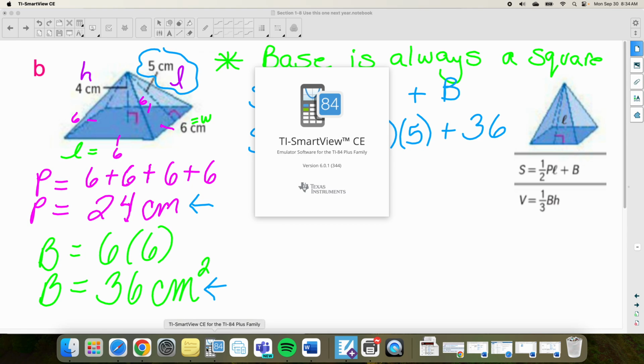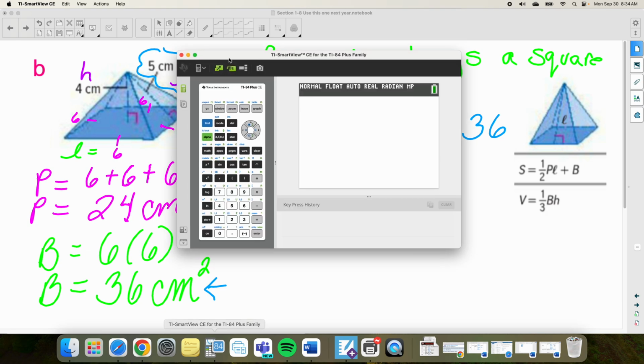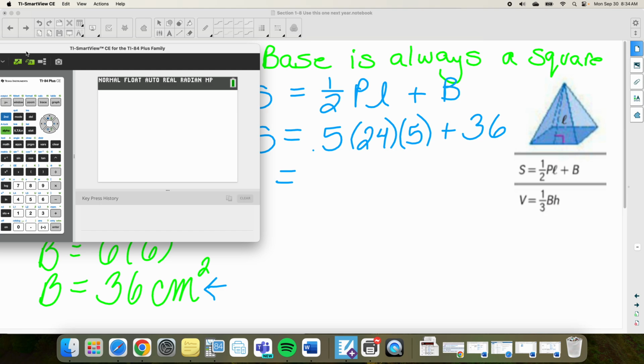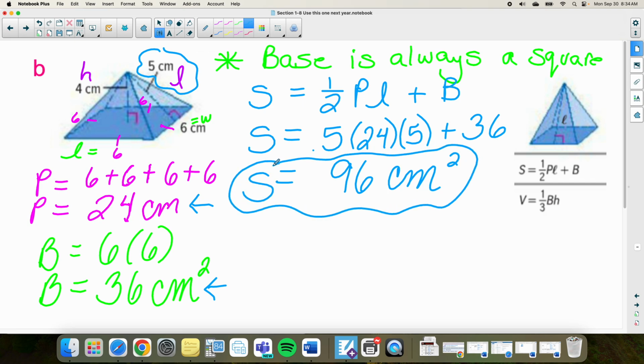Did you guys get 96 when you did it? Yeah. This thing is taking a while to come out, but you should get 96. So this would be 96, and it would be square centimeters. Okay? So I've found what my surface area is.